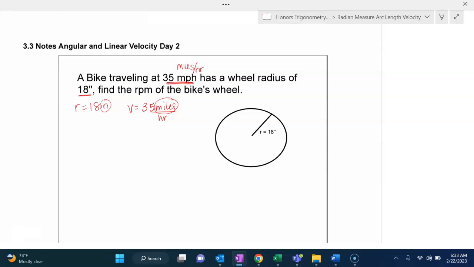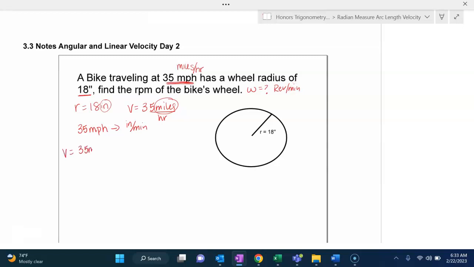It wants the RPM of the bike's wheel, so we're looking for the angular velocity in revolutions per minute. So what I'm going to do right now is get this 35 miles per hour into inches per minute. That way the inches from the radius align, and I'm also in minutes. So let's start with that conversion first.